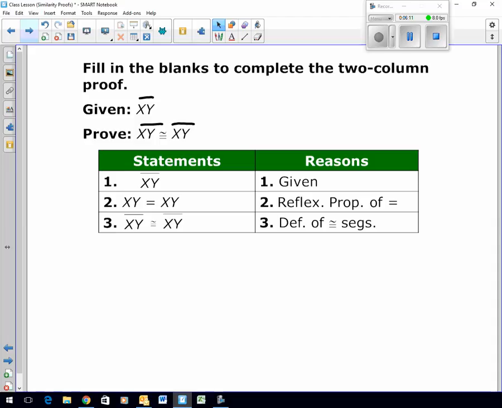This is possibly the worst example of a two-column proof that we could ever give, but we did it anyway, okay? I have line segment XY, correct? Is line segment XY equal to itself? Yes. What makes that true? The reflexive property, right? We wrote that down last week.